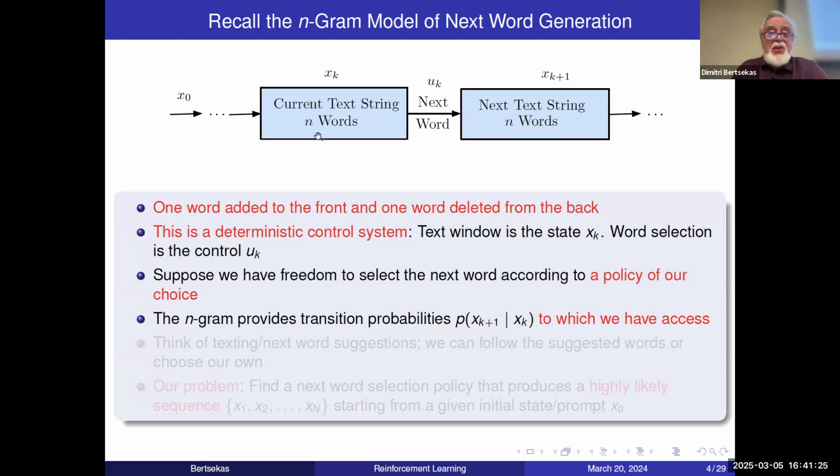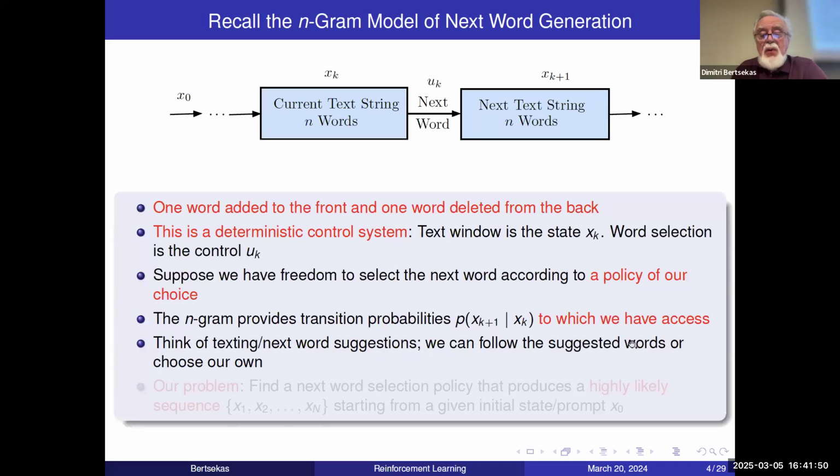Okay. So the problem is deterministic, state control, and now the cost function or the reward function is obtained by looking at these next word probabilities that are suggestions by the n-gram. So you should think of the situation here as in texting, and the program gives you next word suggestions. You can follow the suggestions, or you can choose your own, modify the suggestions, or whatever. That's the kind of situation here.